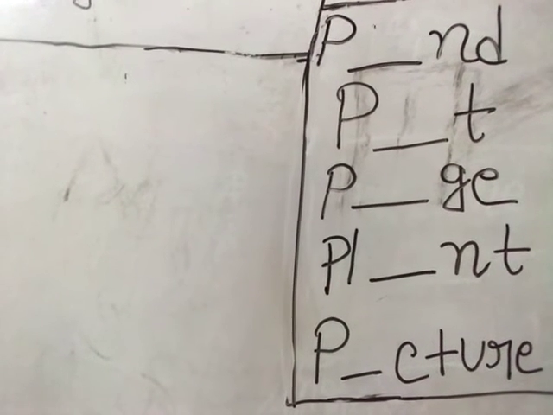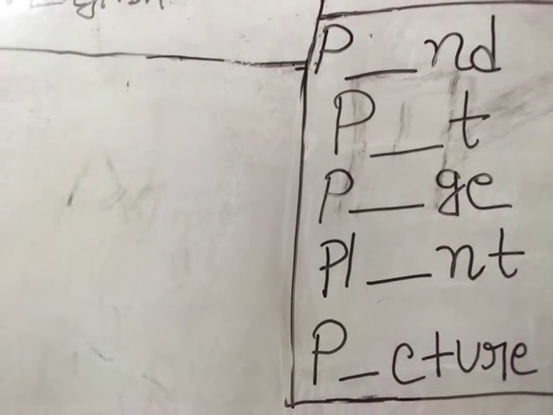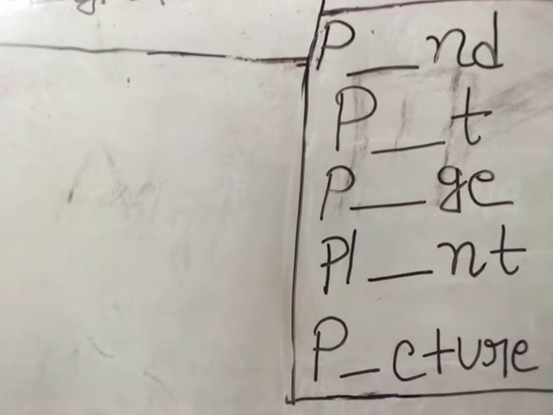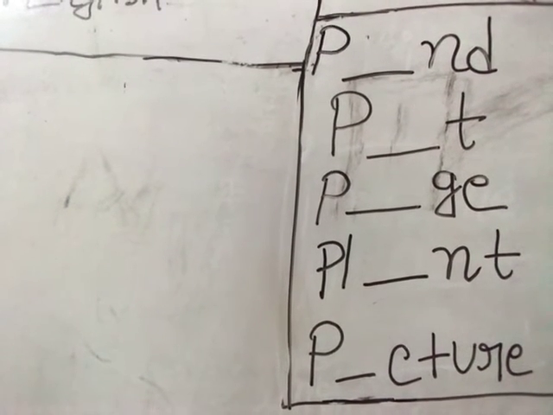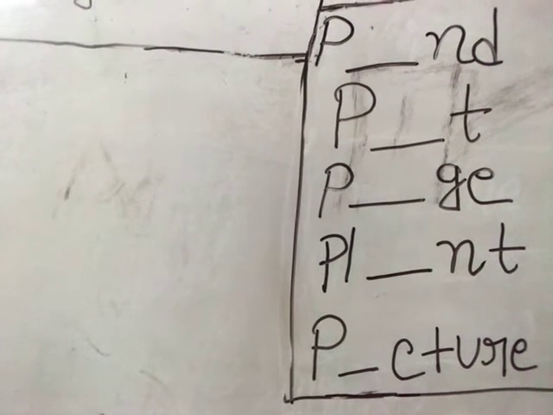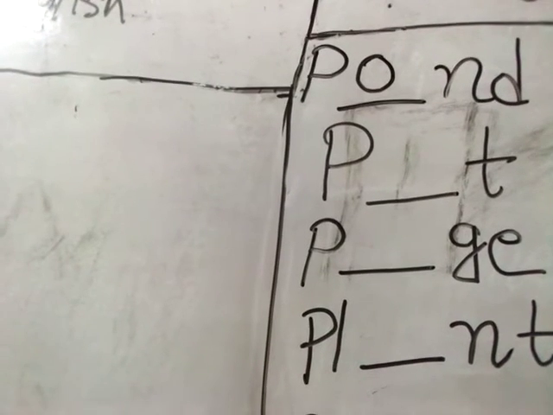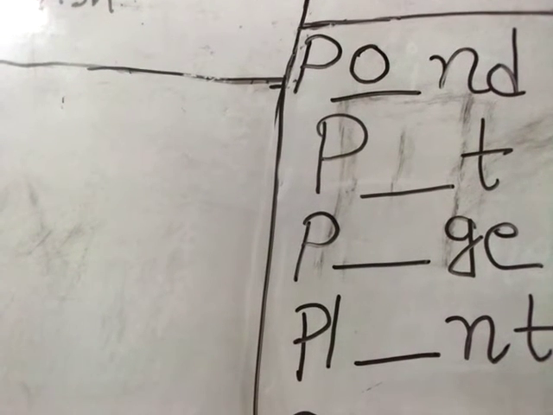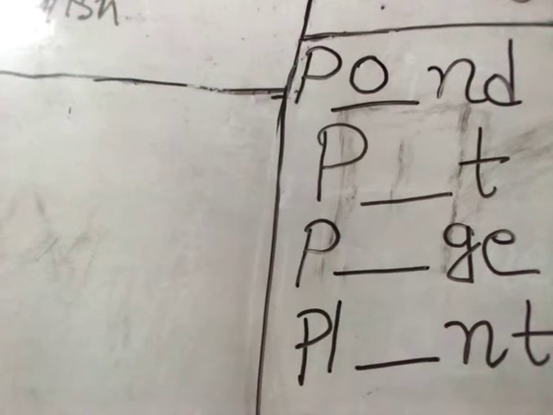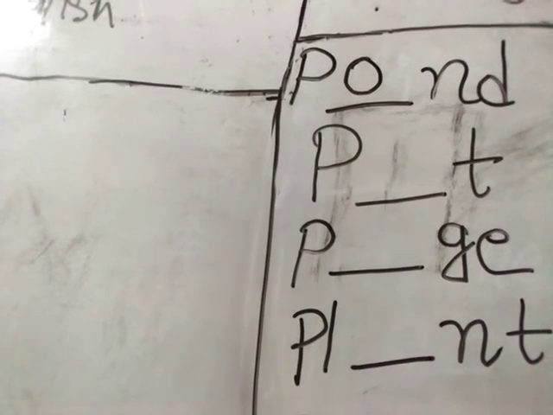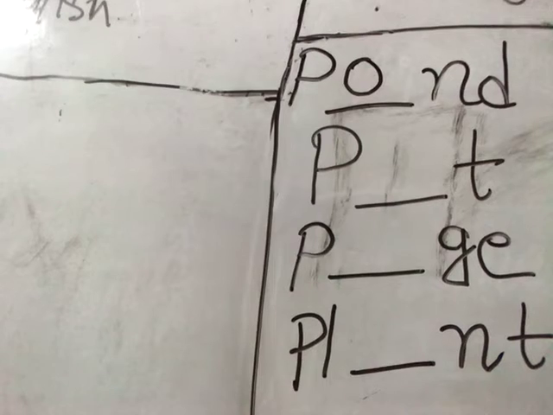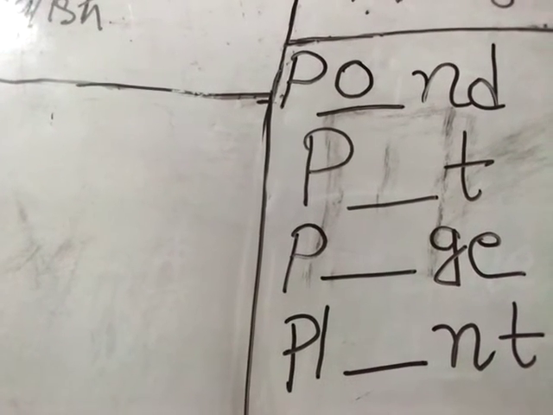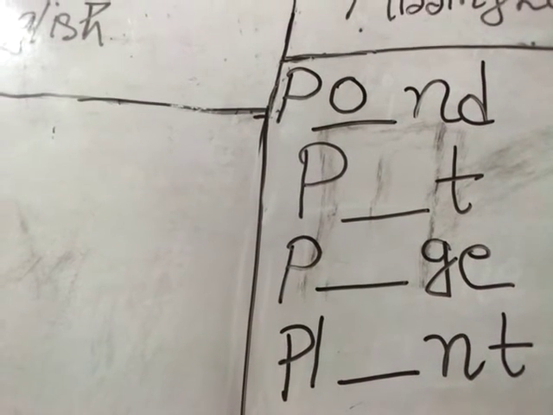See, if we place U, then it becomes PUND. Does it give any sense? No. Do we use E? No. If we use A, again it's not giving any meaningful word. But if we place O here, then it becomes pond. Pond means a lake, water hole or pool. In the word meaning and sentence making session, you have got this word pond. P-O-N-D. Pond means a stretch of stagnant water or a water hole or pool.